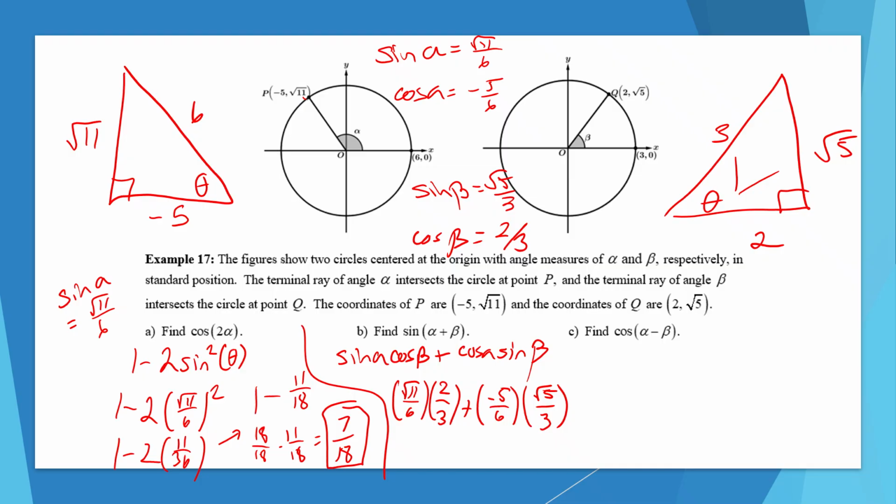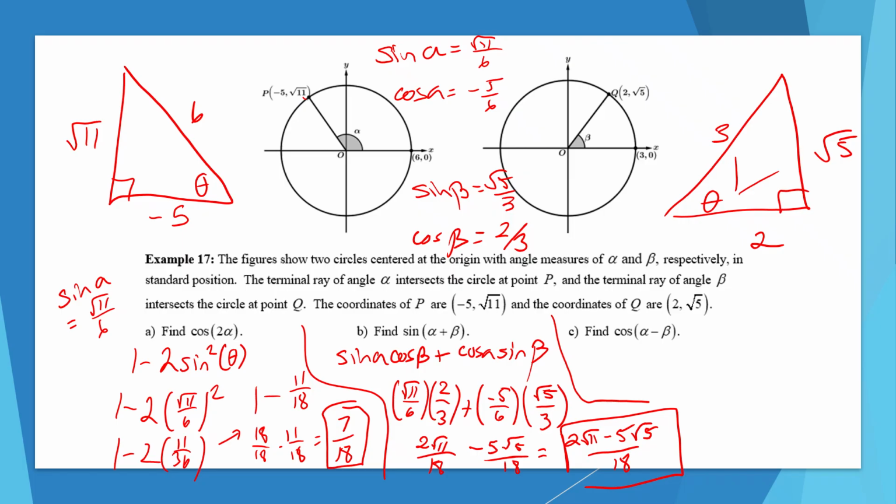Here we have a common denominator of 18, so that's good. So you have 2 root 11 over 18, and then this should be minus 5 root 5 over 18. And so I'm just going to leave it as that. You don't need to simplify it. So this should be 2 root 11 minus 5 root 5 over 18. That should just be our answer to part B.